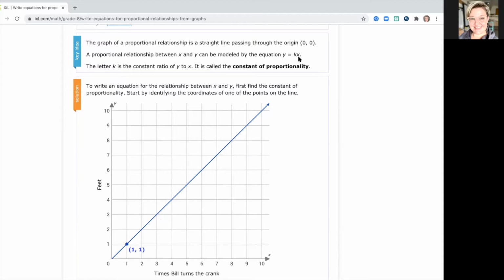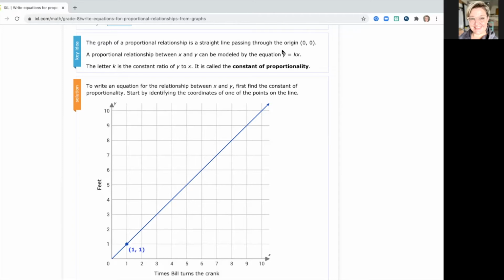KX. Now remember, when we're using variables, so if we're using these letters in place of numbers, anytime they're written with 2 letters next to each other, 2 variables next to each other, it means they're being multiplied. When we get into algebra, we start trying to get rid of any signs we maybe don't need to write. So this would be the same thing as Y equals K times X. When you see those 2 letters being written right there, those variables are being multiplied by each other.